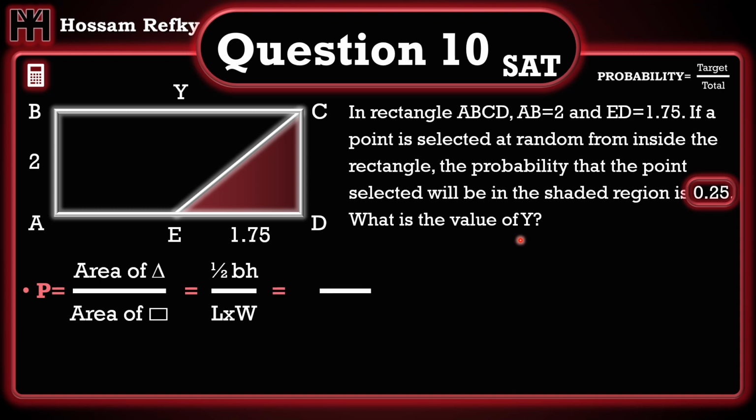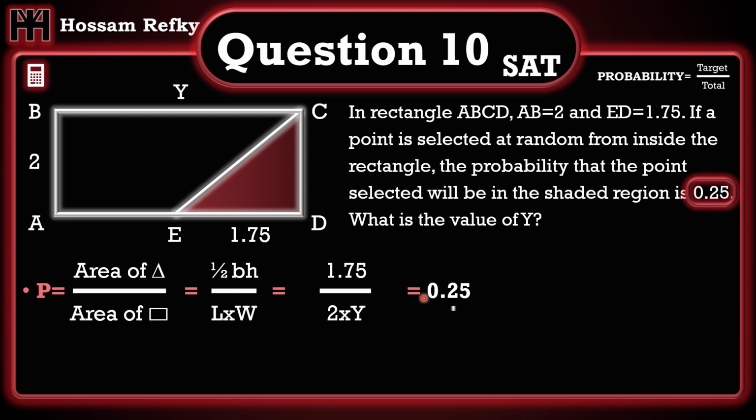Let's say the length is 2 and the width is y, and the base here is 1.75 and the height here is 2. BA is 2, so it's the same here, it will be 2. So half base times height, the half will be cancelled with the 2, so it will be 1.75. For the rectangle, length and width, we have 2 times y, and we know this expression is equal to 0.25 because 0.25 is the probability, it's already given.